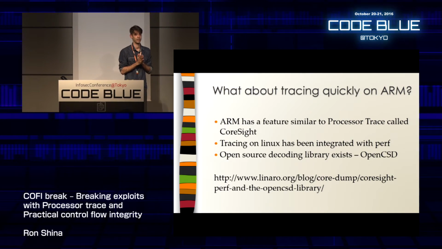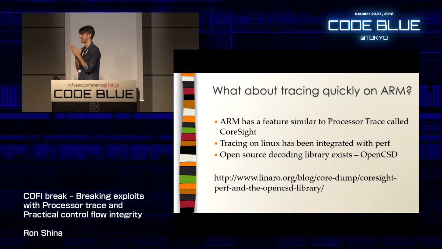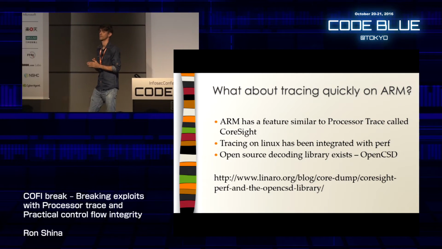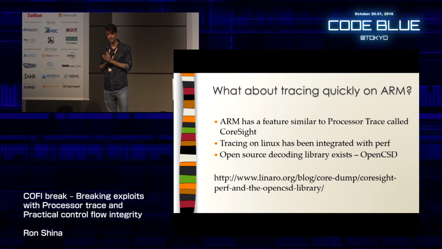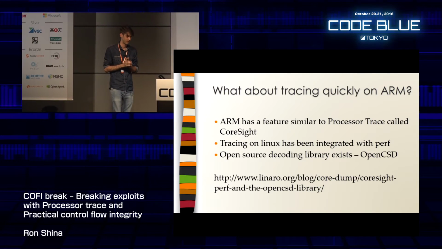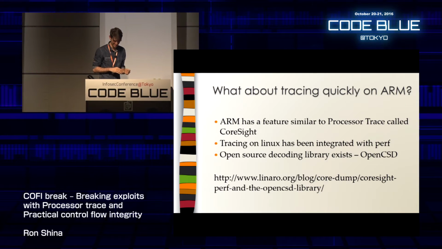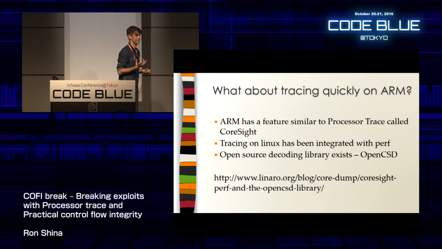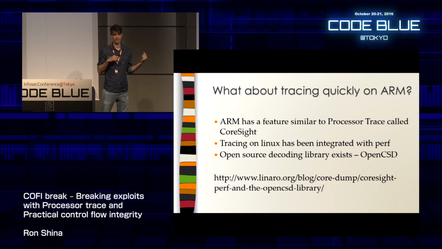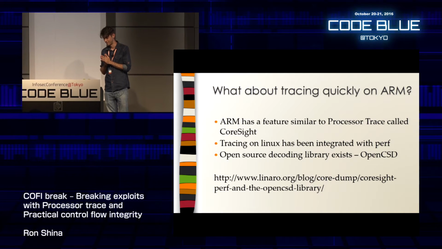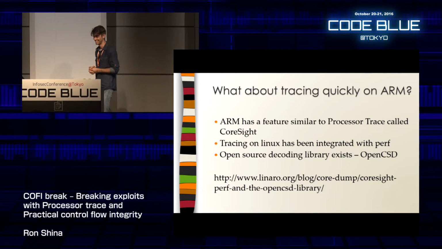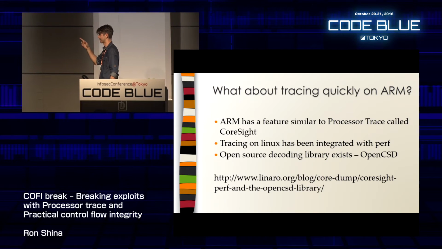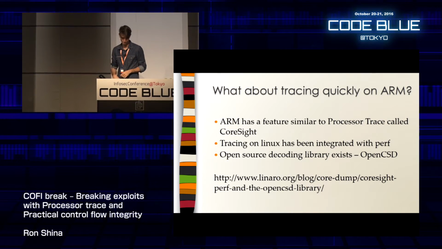So how about tracing quickly on ARM, right? There's a very similar feature to processor trace on ARM. It's called CoreSight. The integration with perf has already been done, or at least part of it, by Linaro. Again, you need some sort of library to decode the packets, and there is such one that's open source named OpenCSD, and you could just go to that link to find out.